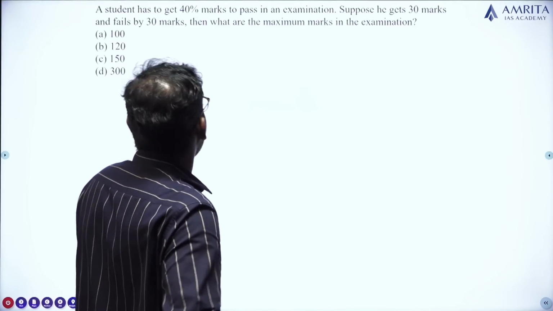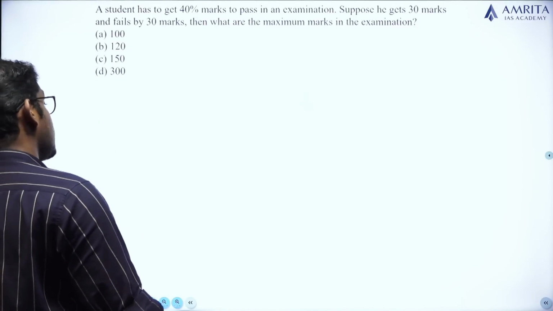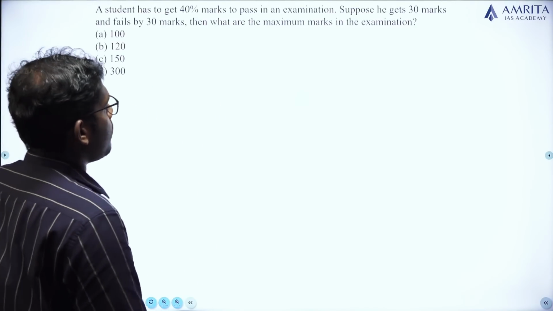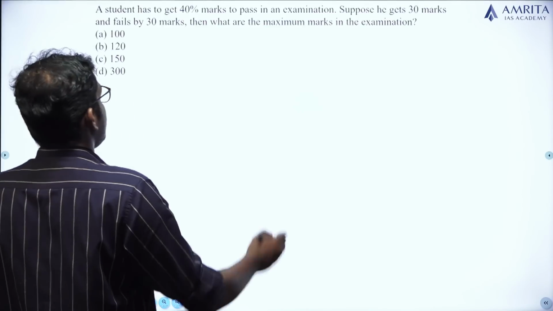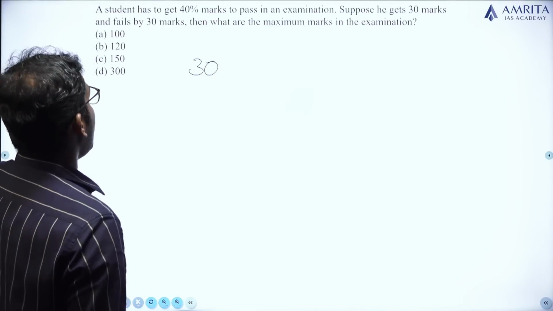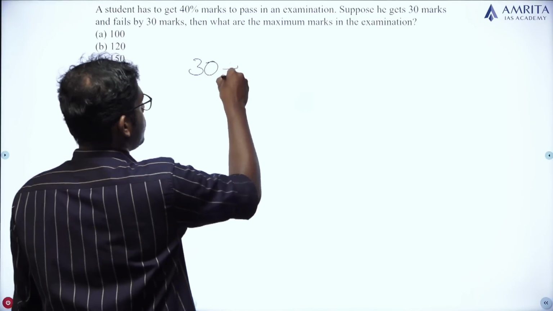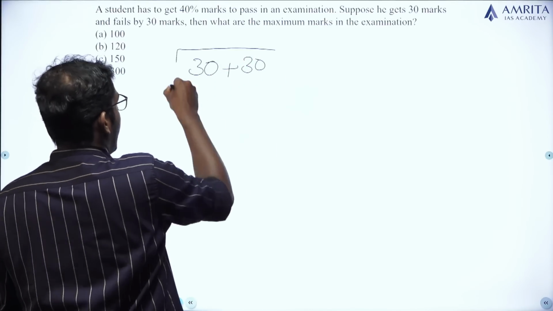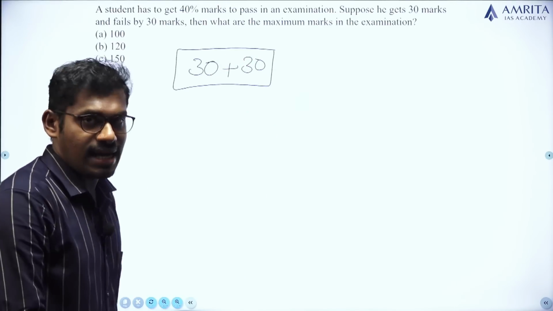Next question. A student has to get 40% of marks to pass in an examination. Suppose he gets 30 marks and fails by 30 marks. Then what are the maximum marks in the examination? Okay, fine. So he actually got 30 marks and fails by 30 marks. Okay.